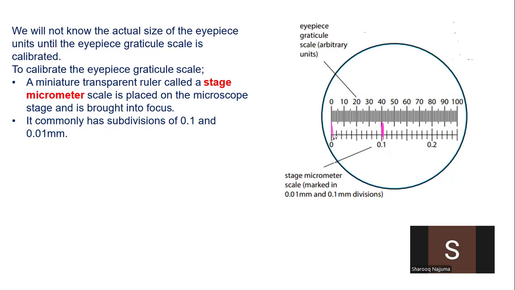So in that case, 0.1 millimeters is equivalent to how many eyepiece graticule units? We can see that 0.1 millimeters is equivalent to 40 eyepiece graticule units. Or maybe let me just write units, sometimes the words are too long. 0.1 millimeters is equivalent to 40 units of the eyepiece graticule.